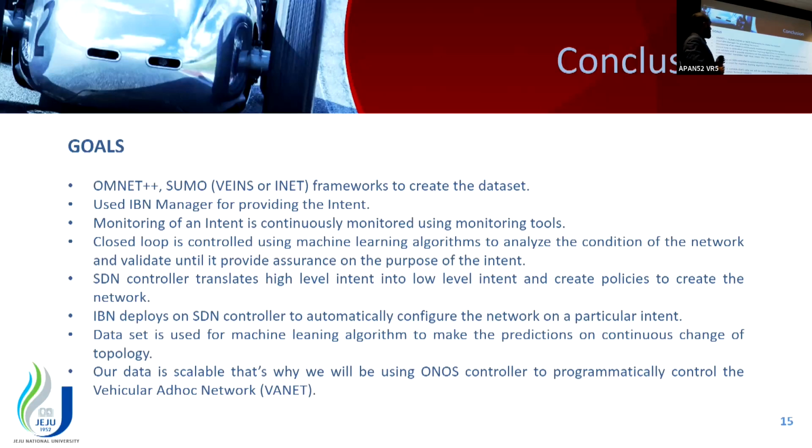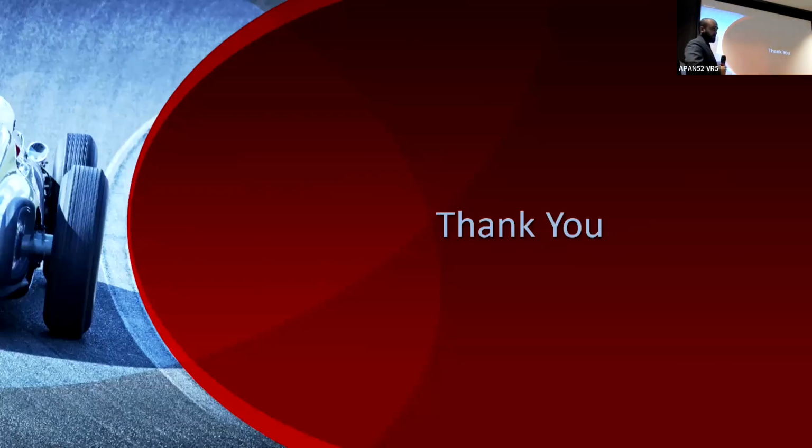The dataset is used for machine learning algorithms to make predictions on continuous change of topology. Our data is scalable. That's why we will be using the ONOS controller in this case, because the ONOS controller has an API to directly connect with OMNeT, and we can easily grab our data and work on that. So thank you so much from my side. If you have any questions, you can ask me.